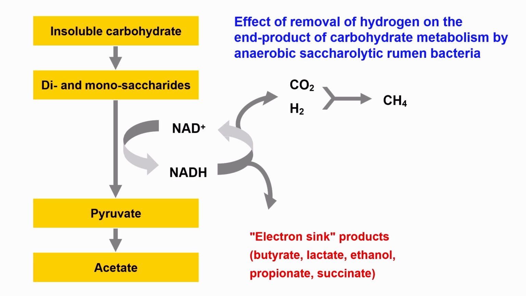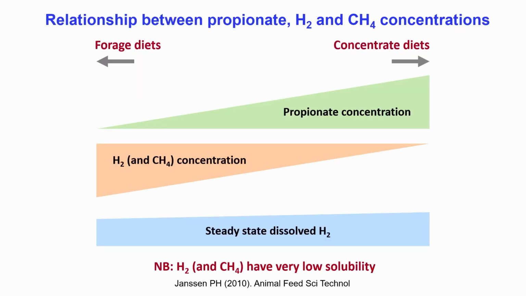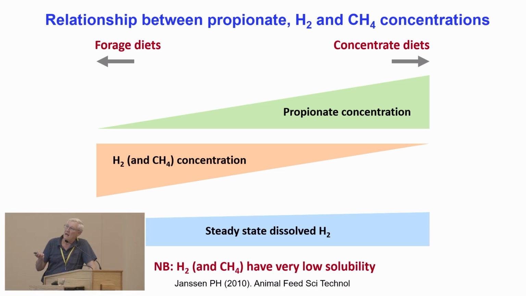We also make other electron sink products, and these are things like butyrate, propionate, but also other intermediates, things like lactate and ethanol, that are probably short-term hydrogen storage and turnover. And then intermediates like succinate. And so in terms of the general picture here, this is the situation with forage diets and cow-calf operations: there's less propionate, and higher hydrogen and methane concentrations.